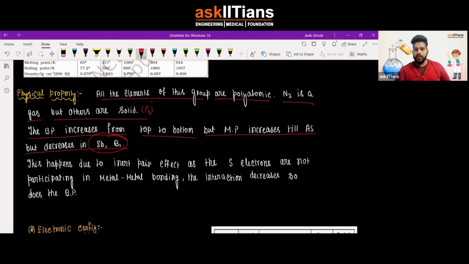Boiling point is increasing from top to bottom. What is boiling point? Boiling point is liquid turning into gas or vapor. This is increasing. Why is it increasing? Because the molecular weight is increasing from top to bottom. If the molecular weight increases from top to bottom, then definitely the boiling point would increase. That is not even a point of discussion. But what has happened to melting point? Guys, melting point is the conversion of solid to liquid.